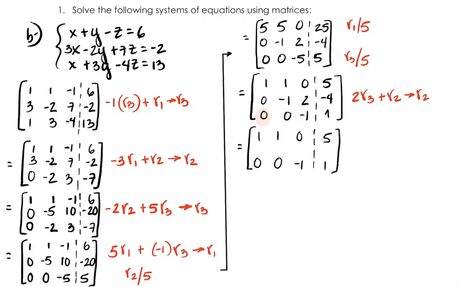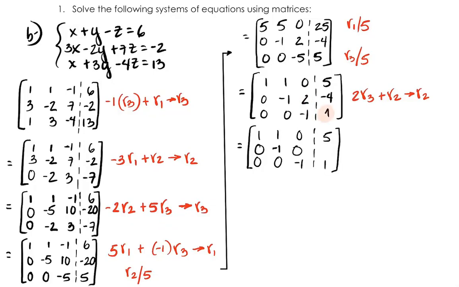2 times 0 is 0, plus 0 is 0. 2 times 0 is 0, plus negative 1 is negative 1. 2 times negative 1 is negative 2, plus 0 is 0. And 2 times 1 is 2, plus negative 4 is negative 2.